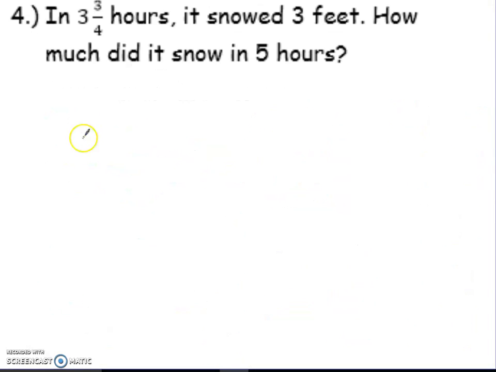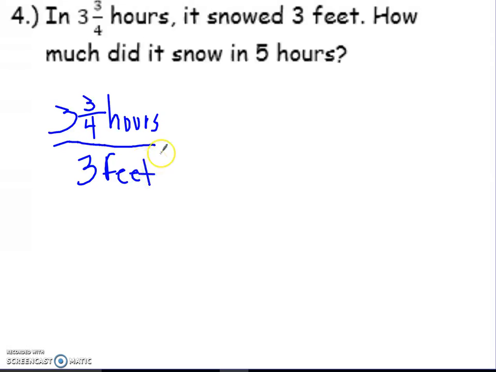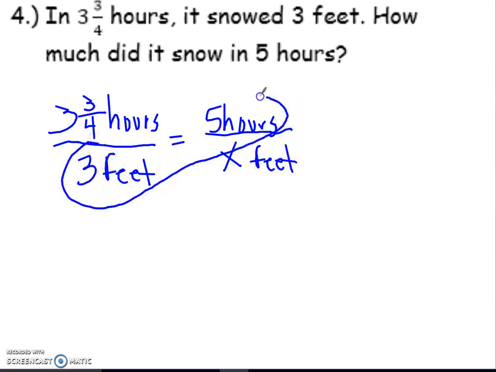In 3 3/4 hours, it snowed 3 feet. So we have 3 3/4 hours for 3 feet. How much did it snow in 5 hours? So we want to know how many feet. Going to do the cross product rule. 3 times 5 is 15. And then we're going to divide by 3 3/4.